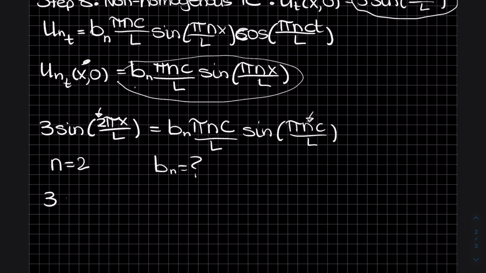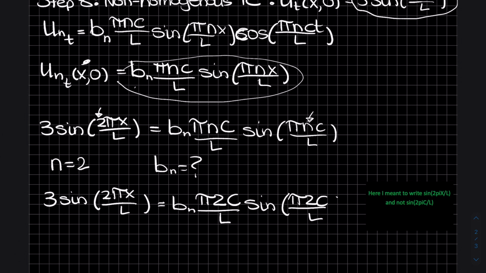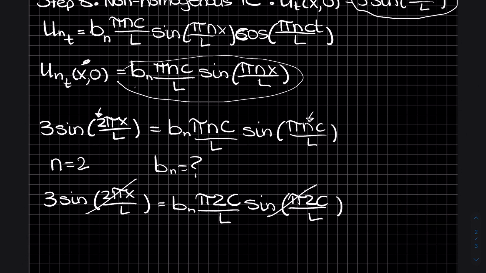So if we have 3 sine 2 pi x over L equals b of n pi 2, remember n is 2 now, c over L sine pi 2 x over L. If we divide by the sines, that's just going to go to 1. So we'll end up with 3L over 2 pi c equals b of n. And that's our b of n value.